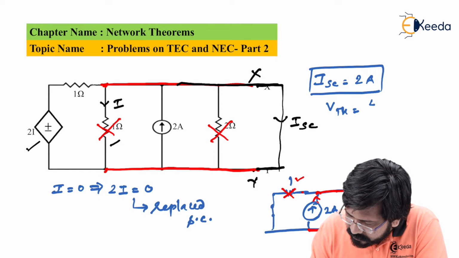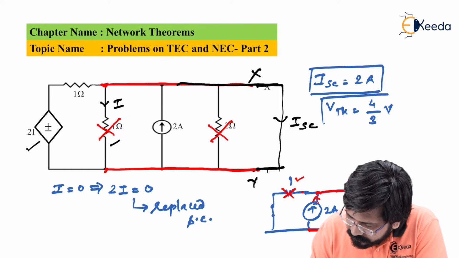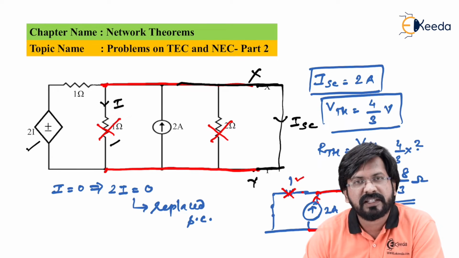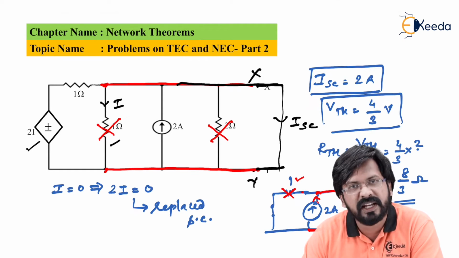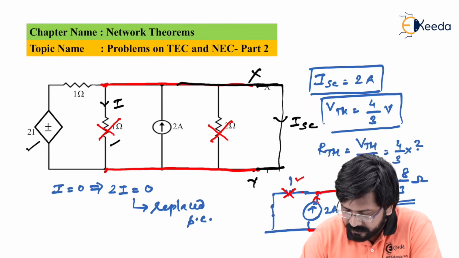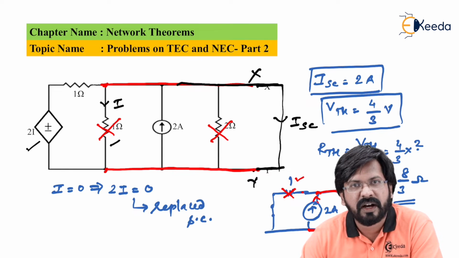VTH that we had is 4 by 3 volt. With this, now I can have RTH, which is simply VTH upon ISC, which is 4 by 3 divided by 2, which becomes 8 by 3 ohms. So what they were asking us is the value of RTH with respect to 2 points, that is X and Y, which is 8 by 3 ohms. So I'm sure you have understood this problem thoroughly. Now we can start with our next problem.